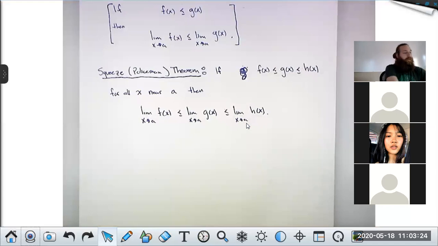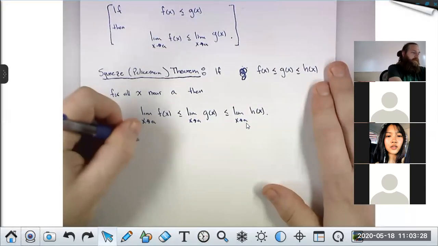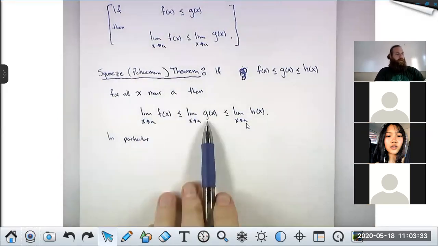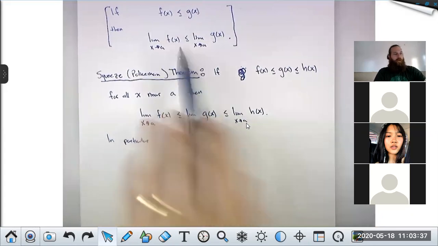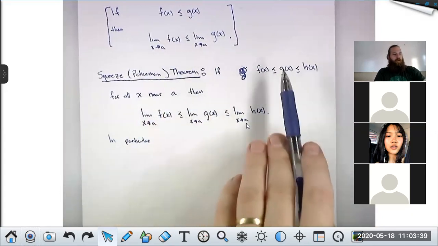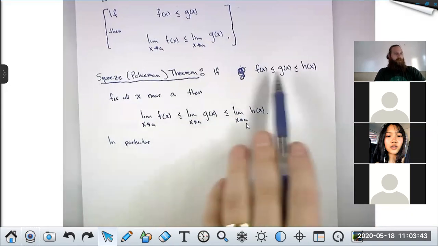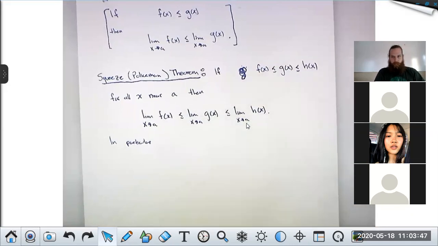And in particular, so let's pause actually here for a second. So far, what I've written here is just the natural extension of this to three functions. If f is less than g, then the limit of f should be less than the limit of g. And if g is less than h, then the limit of g should be less than the limit of h. That's just what the previous theorem says.